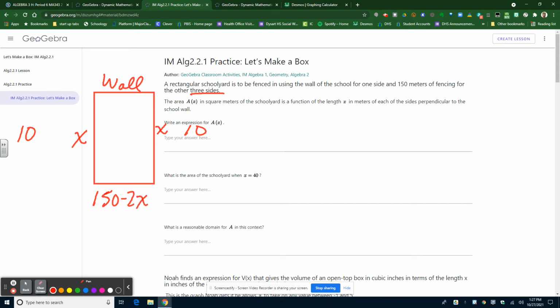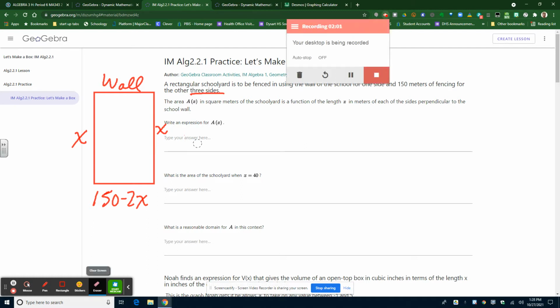Okay, and ultimately what we're trying to do here is we're trying to find an expression for area. So take a moment, now knowing that I'm going to make my lengths x and my width 150 minus 2x, to write an expression for the area. Okay, see what you can do on your own. You can write this in expanded form. If I don't ask you to distribute, I would just leave it in factored form. So in this particular case, what you got?